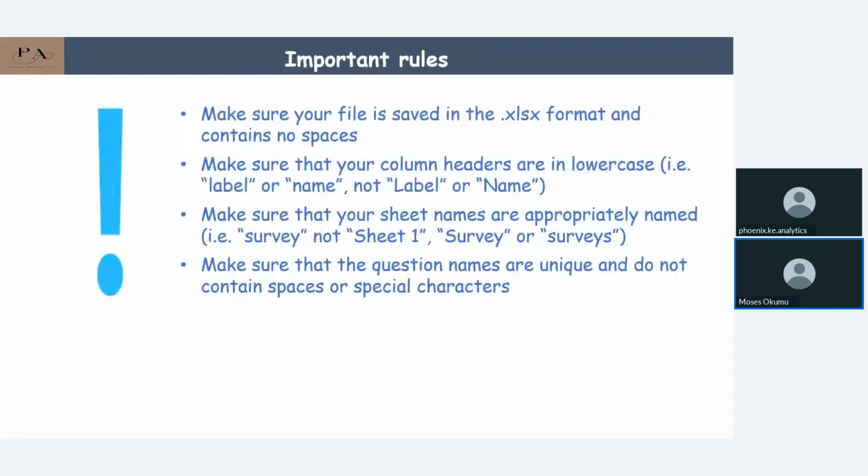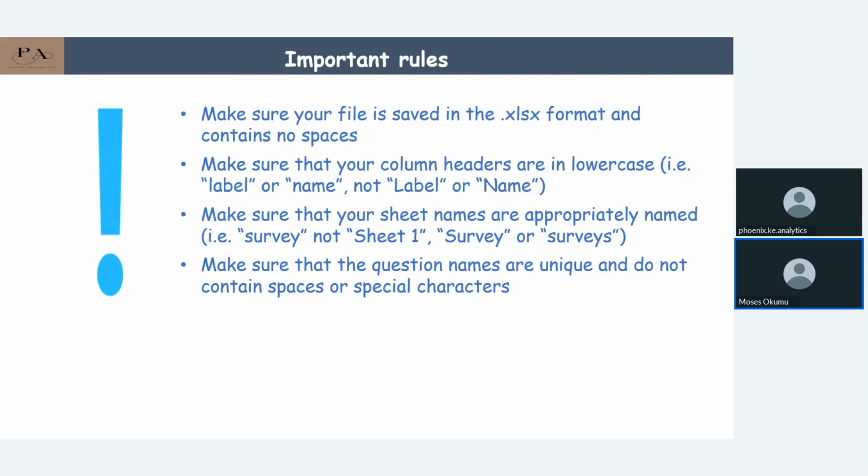So we have rules when authoring XLS. The first rule is to make sure that your file is saved with the extension xlsx. That's the kind of extension that ODK will understand. If you do XLS, it will not go through. The second one is make sure that your column headers are in lowercase. For instance, label or name and note, not label with capital L or name with capital N.